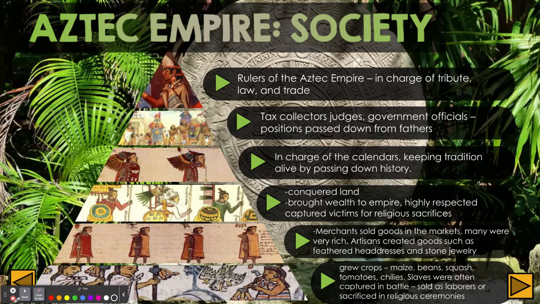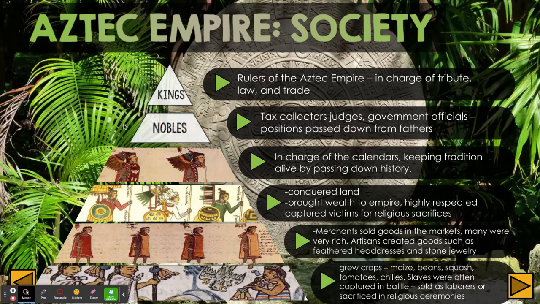So at the top of the social structure were your rulers, who were your kings. They ruled the entire Aztec Empire, and they were in charge of all the law and trade that happened. Now, underneath your kings were your nobles. These are people like your tax collectors and your government officials. In the Incan Empire, we call these public administrators. Those would be a similar position.